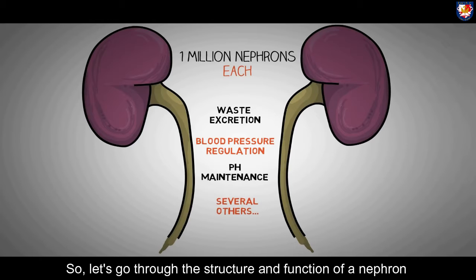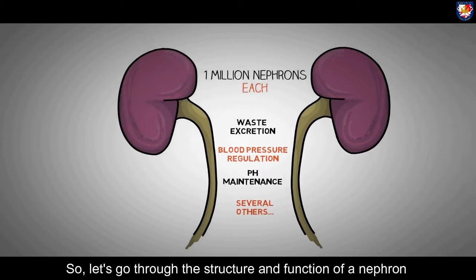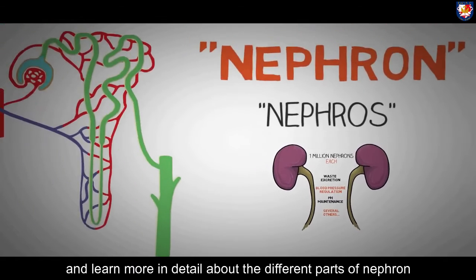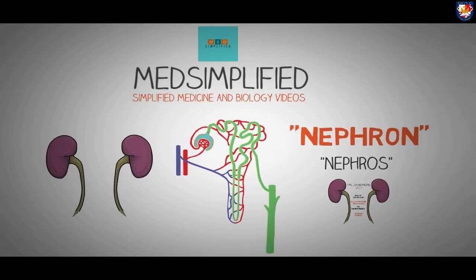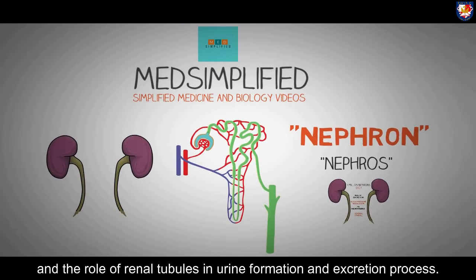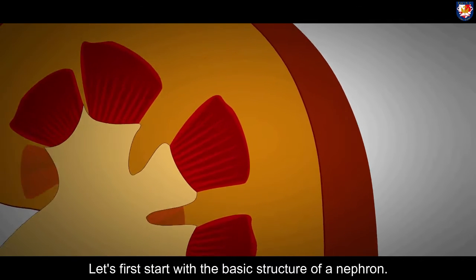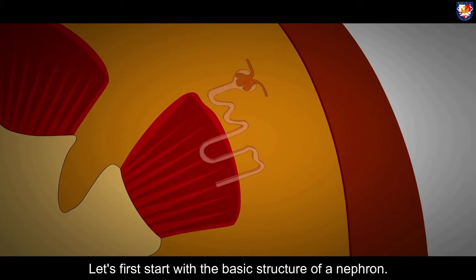So let's go through the structures and the function of the nephron and learn more in detail about the different parts of the nephron and the role of the renal tubules in the urine formation and excretion process. Let's first start with the basic structures of the nephron.